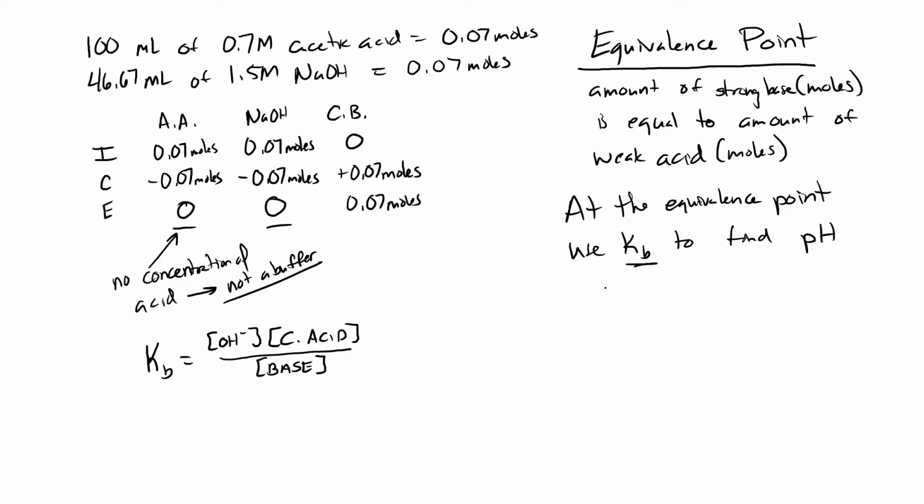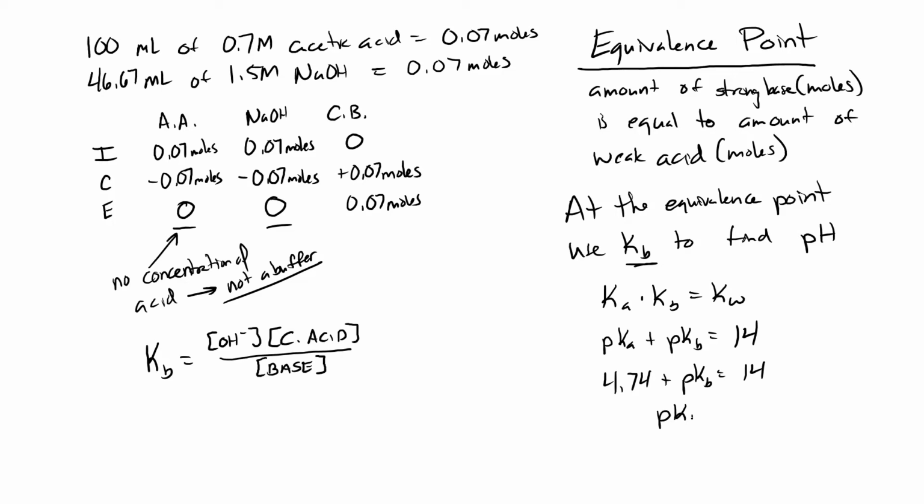The other thing that we know is that Ka times Kb equals Kw, right? So if we know Ka and Kw, we can figure out Kb. If we take the negative log of both sides, we know that pKa plus pKb equals 14, which is the negative log of Kw. So pKa plus pKb equals 14, and we know the pKa of acetic acid, 4.74. And so we can solve this for pKb. This equals 9.26, which means that the Kb is equal to 10 to the negative 9.26 power.